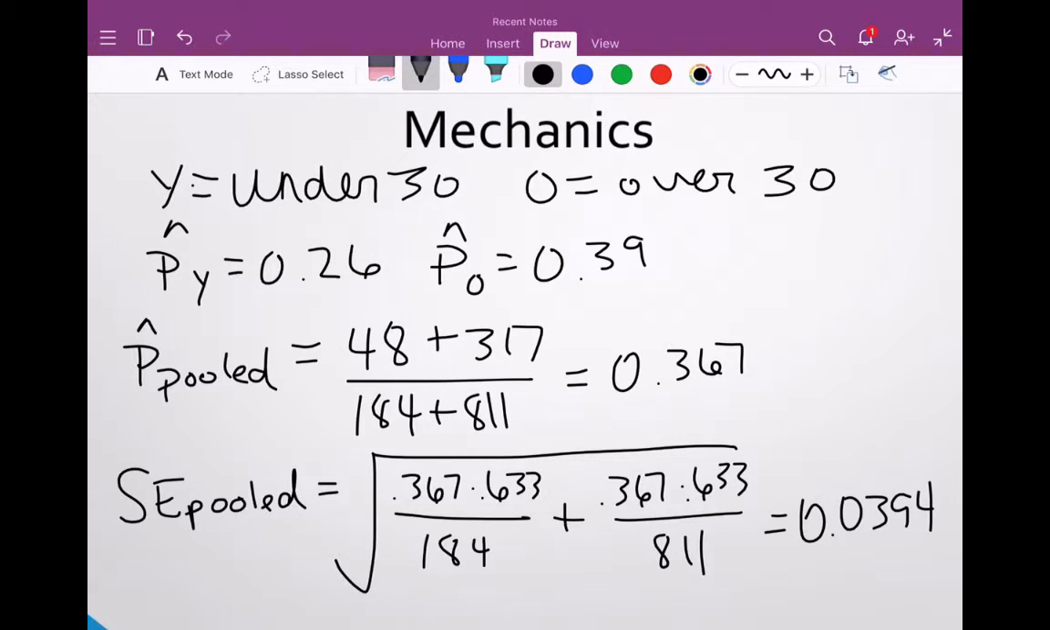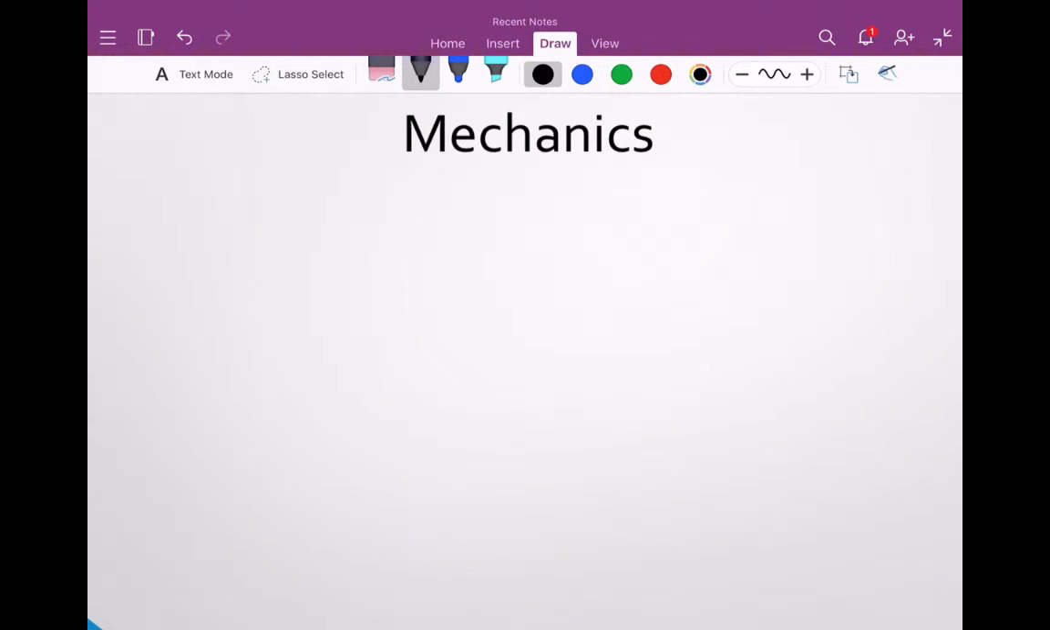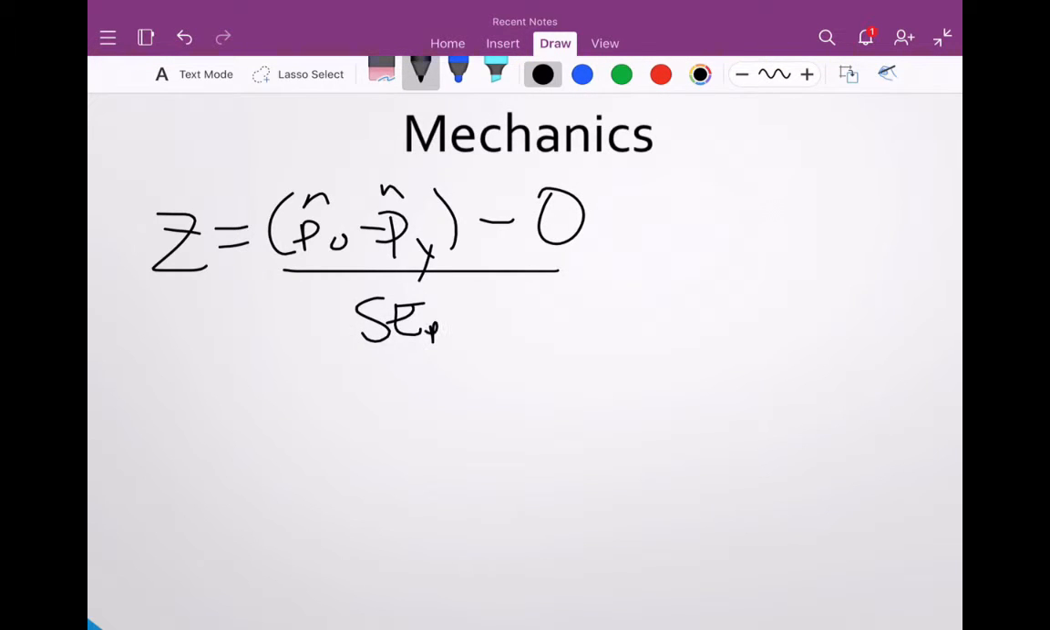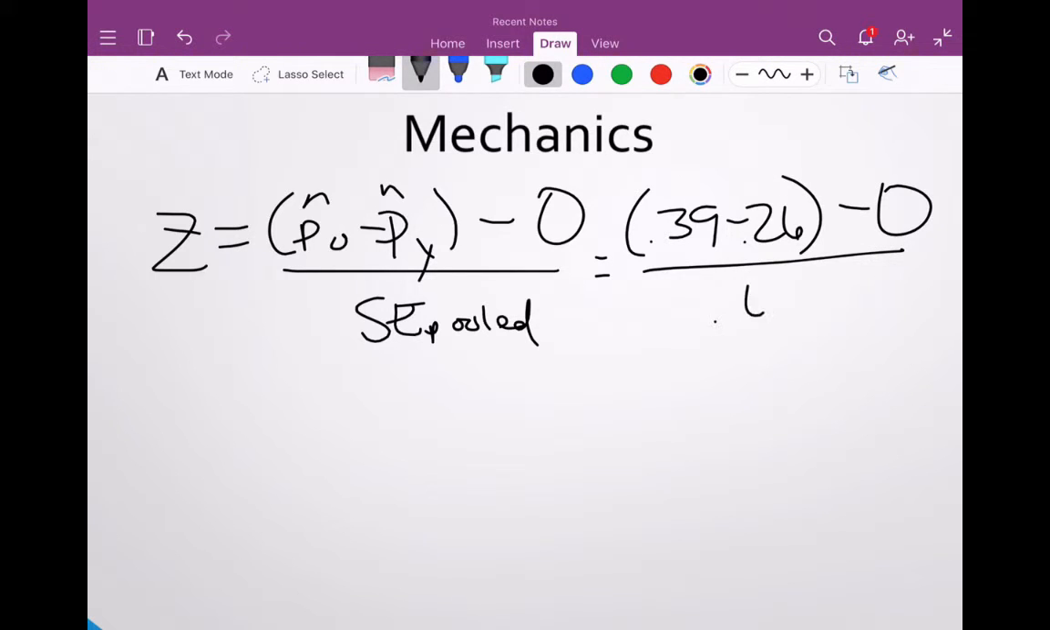Once I have it labeled as what my P hat Y, P hat O is equal to, I know my pooled values, I know my standard error, I can then calculate my z-score. My z-score is calculated as P hat O minus P hat Y. Typically, I always like to make the larger proportion first if I can. Sometimes they specifically tell you so you can't, but if you can, that's what I would do. But that minus 0, because that's our null hypothesis, divided by the standard error of our pooled values. So this ends up equaling 0.39 minus 0.26 minus 0 all over the standard error of 0.0394. So this means that z equals 3.33. Now a standard deviation above 3 is surprising, but we still need to calculate our p-value.